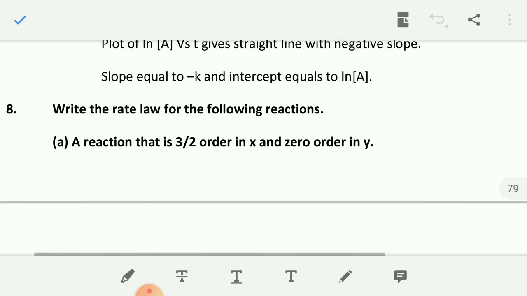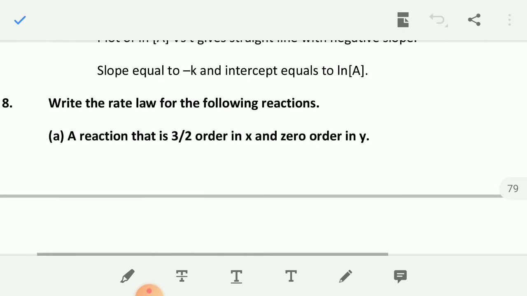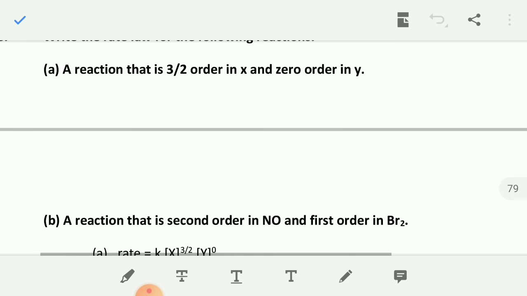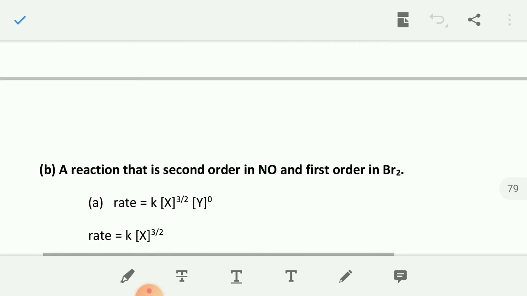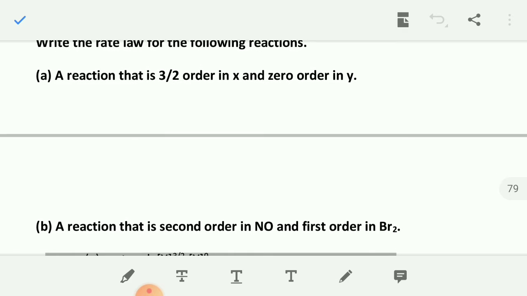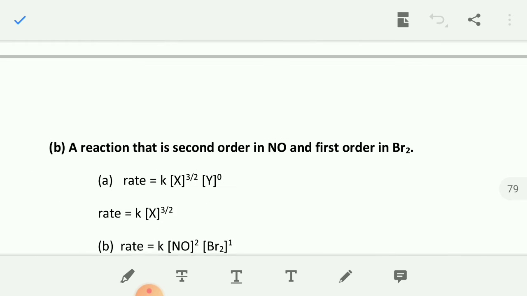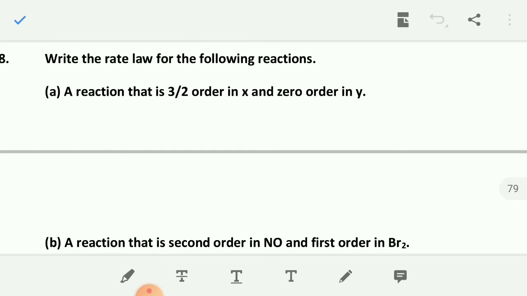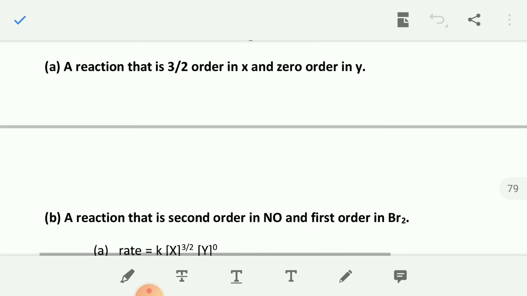The next question: write the rate law for the following reactions. A, a reaction that is 3 by 2 order in X and 0 order in Y. Then B, a reaction that is 0 order in NO and first order in Br2. So what is the answer? Rate for A, a reaction that is 3 by 2 order in X and 0 order in Y.